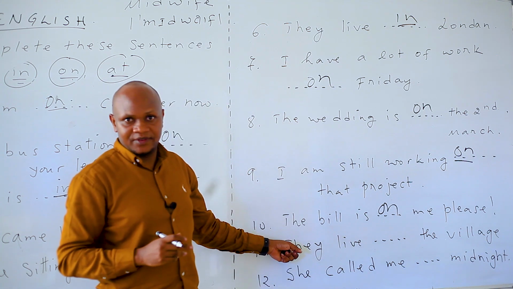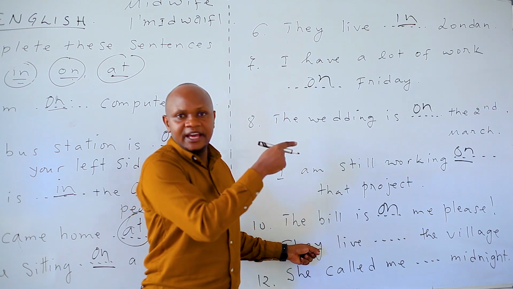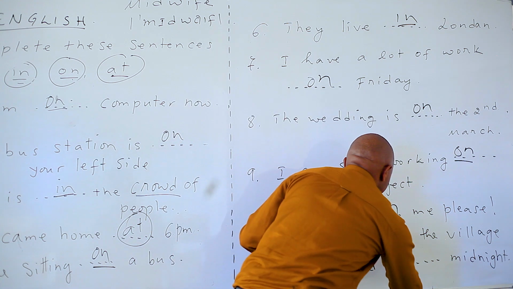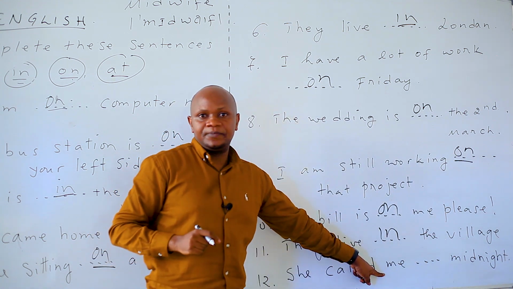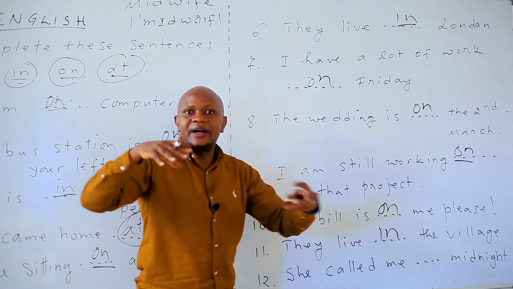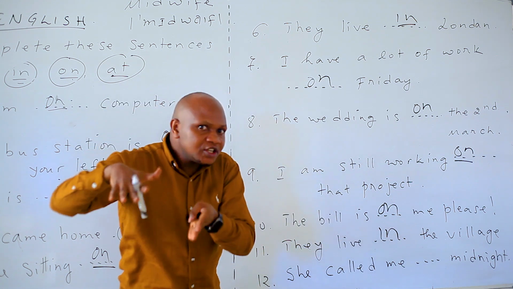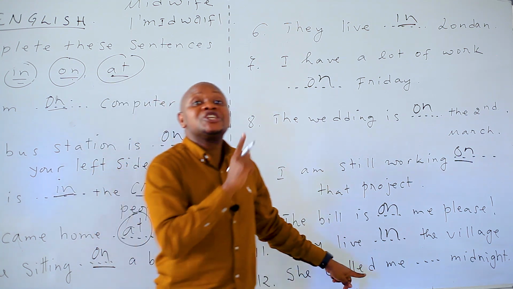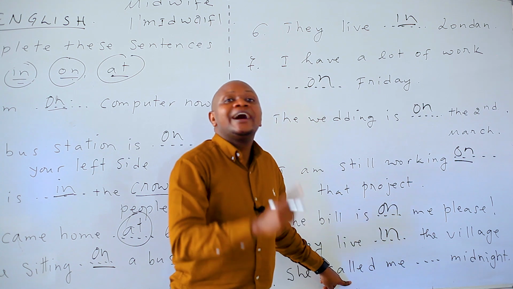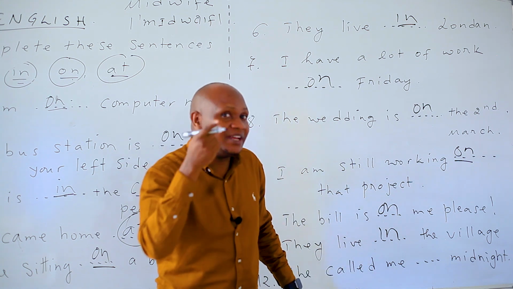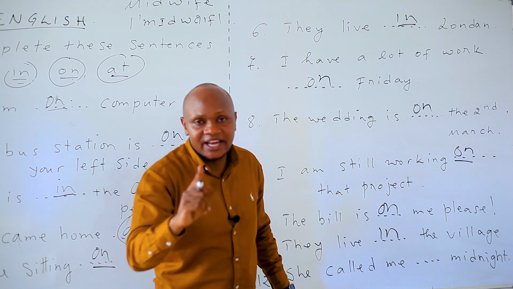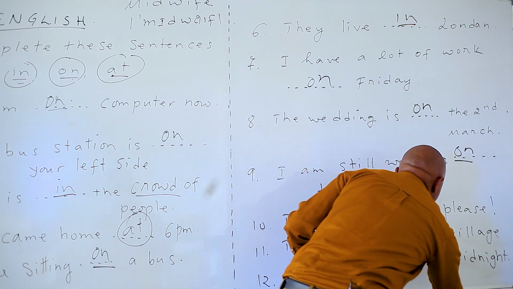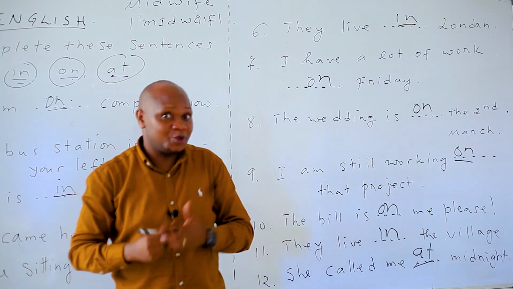Then they live on the village, in the village, at the village. Ujye uvuga ngo batuye mu cyaro. They live in the village. In the village. She called me in midnight. Ushaka kuvuga ngo yamamagaye mu gicuku hagati saa sita z'ijoro. She called me in midnight, on midnight, at midnight. You will say, she called me, yamamagaye, at midnight. Don't say in midnight or on midnight. You will say, she called me at midnight. She called me at midnight. Does it make sense? Byumvikanye?